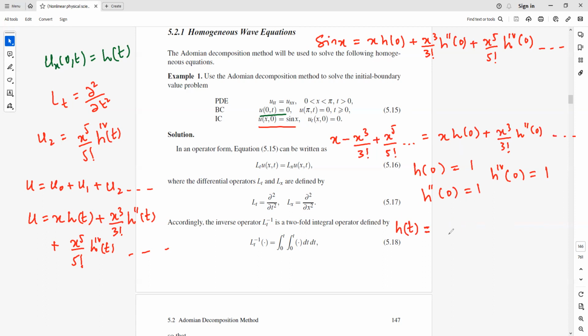Therefore we have the Taylor series expansion of the function as h(0) plus h prime of 0 times t plus h double prime of 0 times t squared over 2 factorial, and so on.